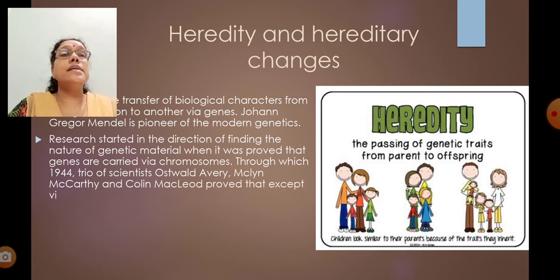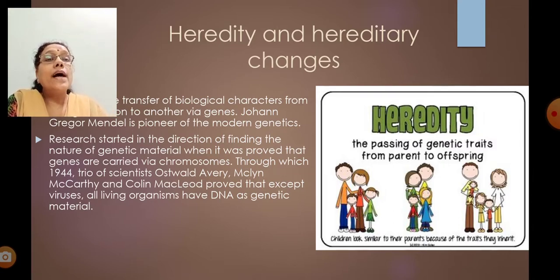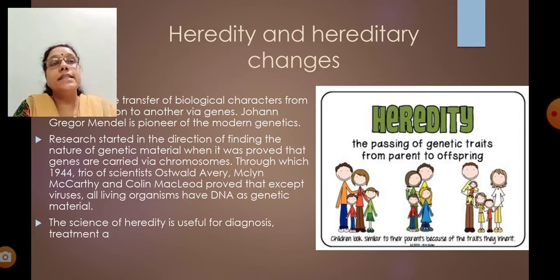Johann Gregor Mendel is the pioneer of modern genetics. He is known as the father of genetics. Research started in the direction of finding the nature of genetic material when it was proved that genes are carried via chromosomes, through which in 1944 the trio of scientists Oswald Avery, Colin MacLeod and Maclyn McCarty proved that except viruses, all living organisms have DNA as genetic material. Only viruses have RNA. All other organisms have DNA as their genetic material.